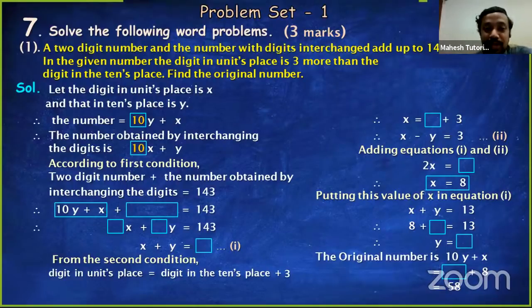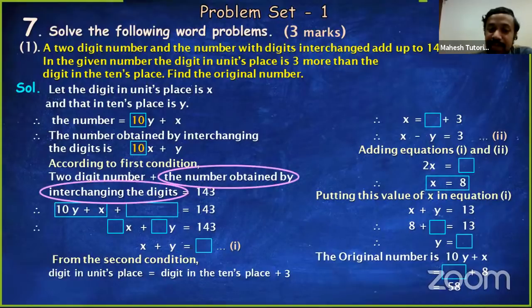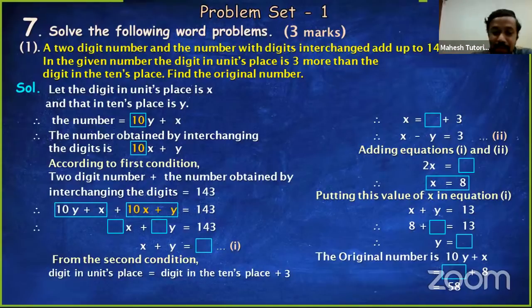So now students, moving towards the first condition. The first condition says that the 2-digit number plus the number obtained by interchanging the digits is equal to 143. Now students, जो पहला part है 2-digit number, the answer for that they have already filled up. That is 10y plus x. So now we need to fill the answer for the number obtained by interchanging the digits. Now students, look in the solution itself, एक line ऊपर. The number obtained by interchanging the digits. क्या दिख रहा है हमें? Absolutely correct. 10x plus y. तो number obtained by interchanging the digits की जगह पे हम लिखते हैं 10x plus y equal to 143 as it is.